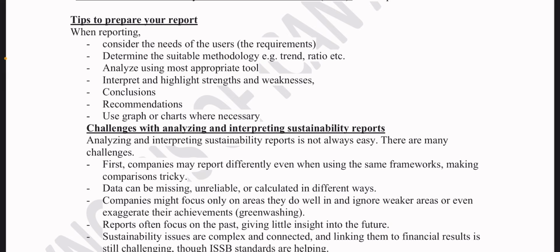Then, when you're done, interpret, you highlight weaknesses and strengths, you conclude, recommend, and then use charts and graphs when necessary. You understand? So you can see that this is just like the same way you do your normal financial data analysis or financial statement analysis. You calculate in the appendix, you go to the body of your report to interpret. Still the same way. Like I said, it's still what you know. Just that this one is taking another shape and form, in the sense that this one is focusing on environmental protection, but still what you know. So don't get worked up and say, I don't know. It's still what you know.